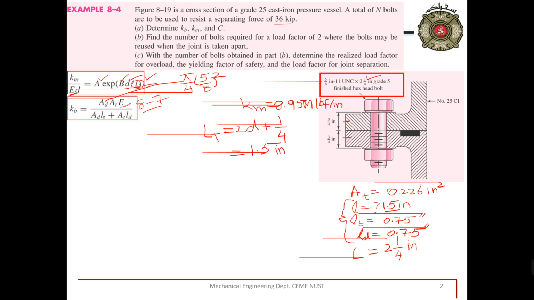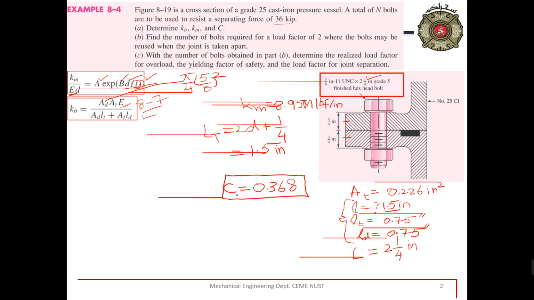We have all the values. Substitute all values here. For At, just go to table 8.2. We have calculated At, we have Ad, all the values. We can calculate Kb. We have Km, we have Kb. So by using the equation, we can calculate C. C comes out from Kb and Km. The final value of C is 0.368. This is the value of C.